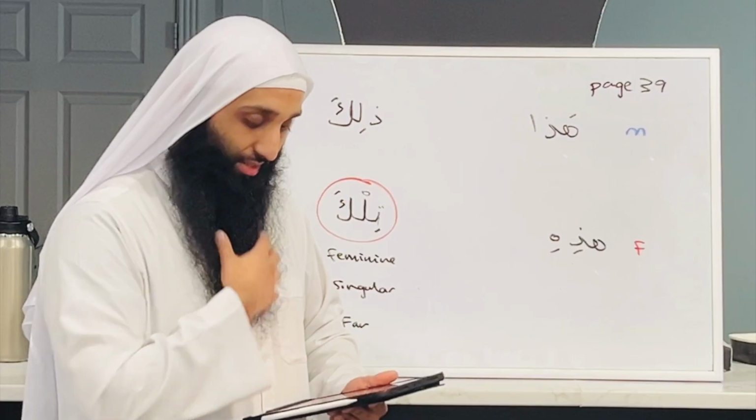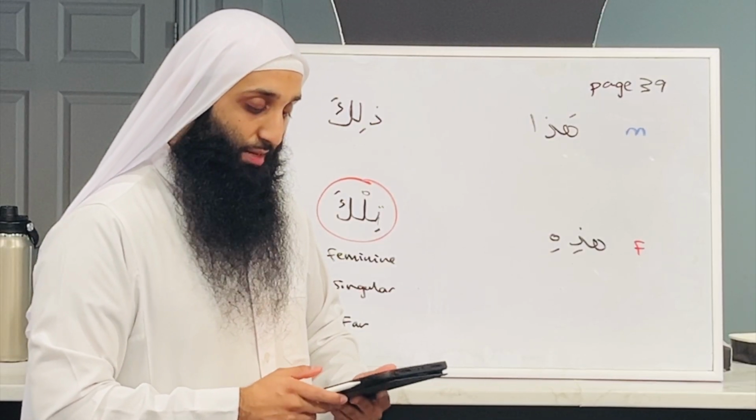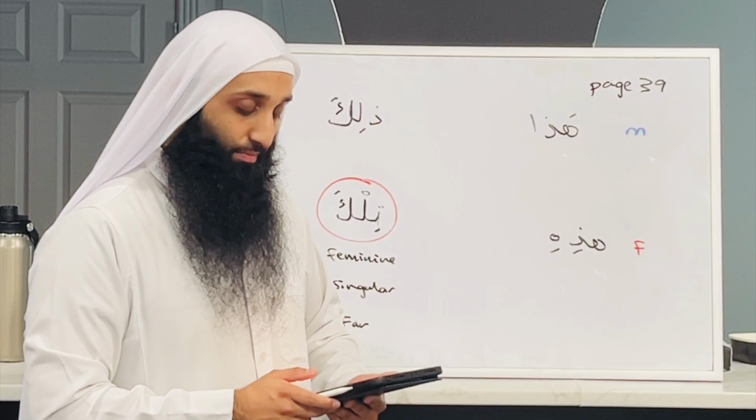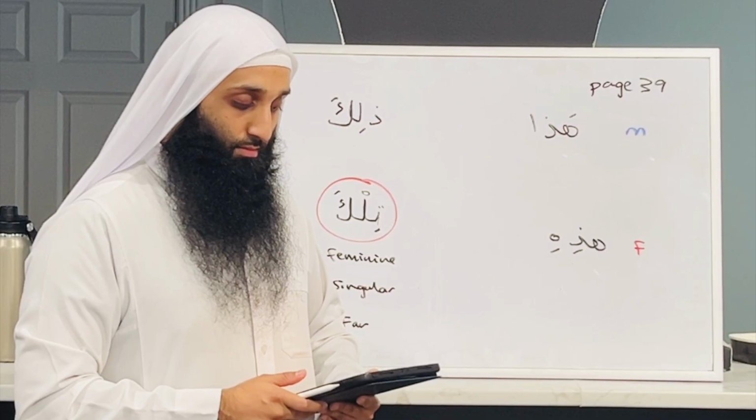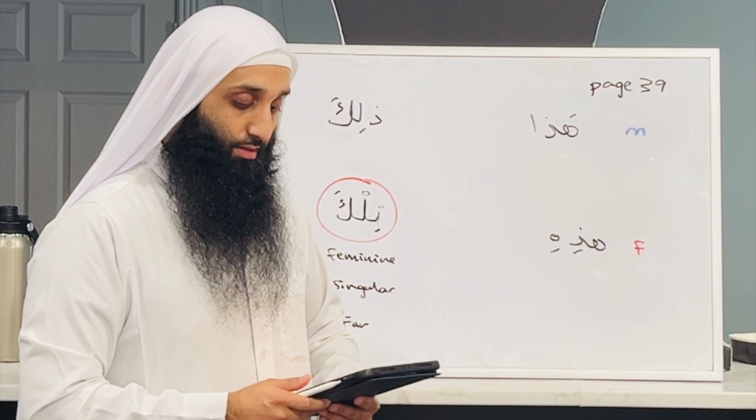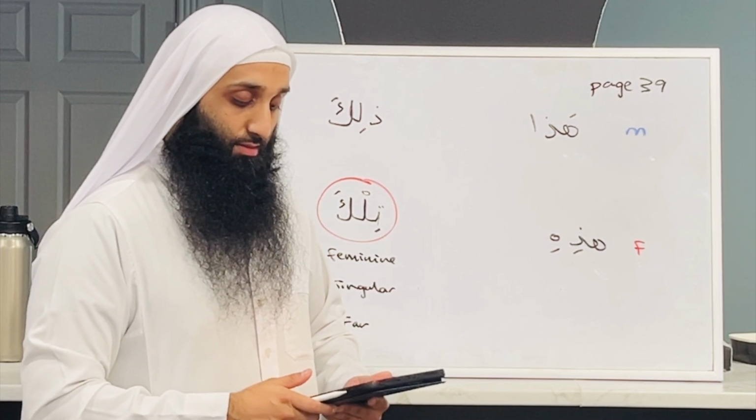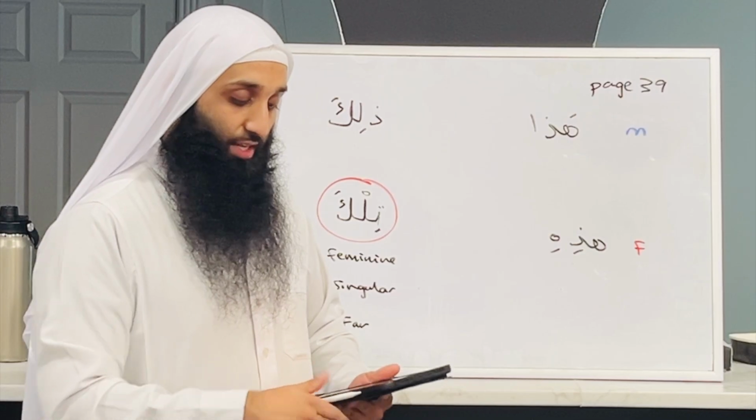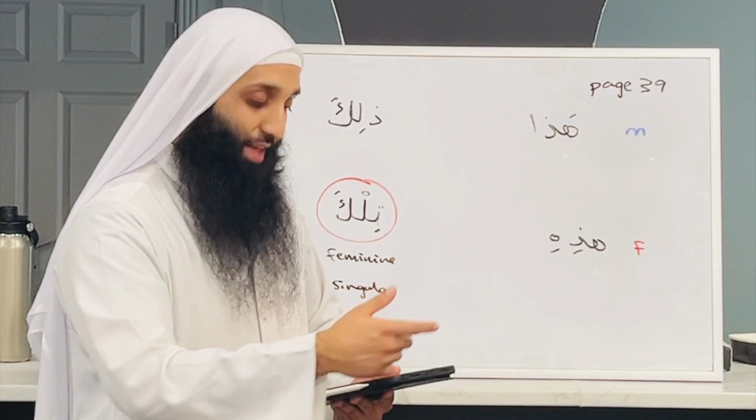Alrighty. Let's read the next one. هذه من الهند وتلك من اليابان. This is from India, and that is from Japan.